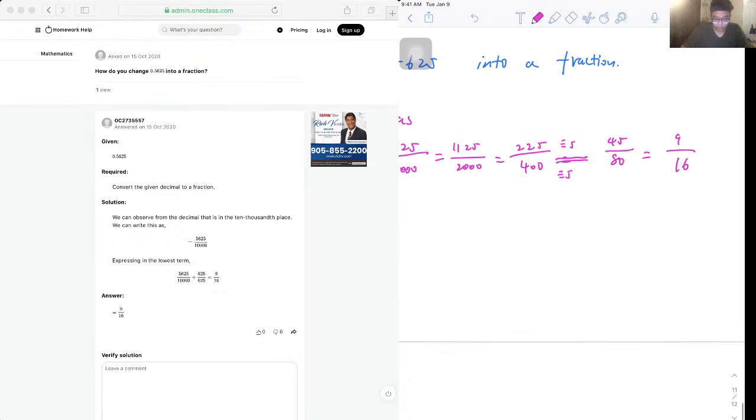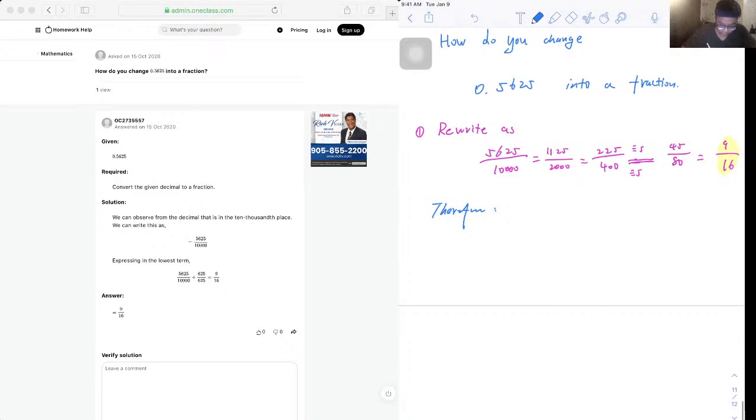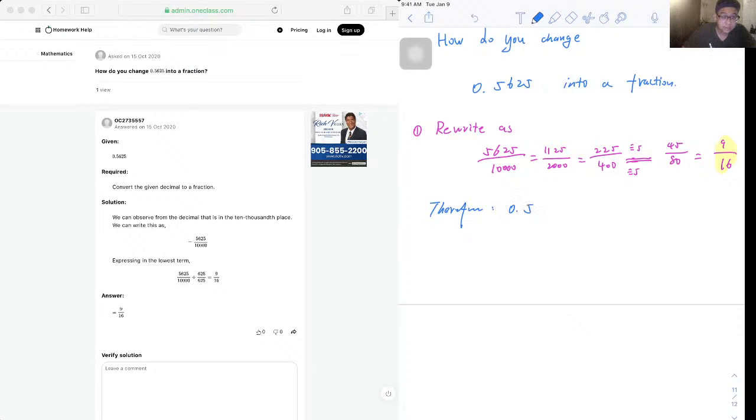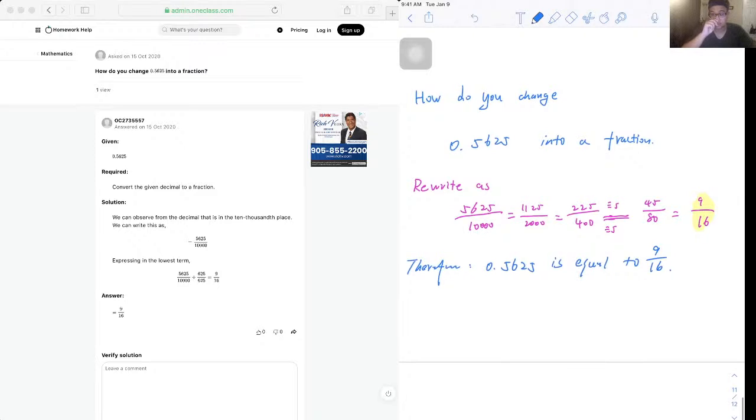And now we found out that we can't simplify anymore because there are no more common factors, which means that it will be our final answer. So therefore, 0.5625 is equal to 9 over 16. I think that's all we got for this question.